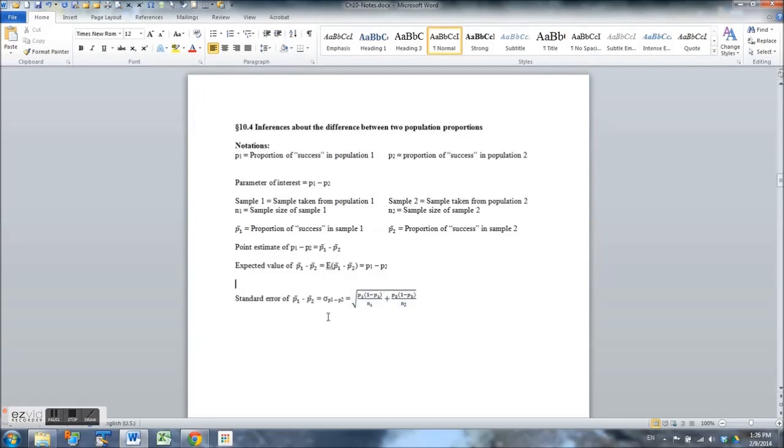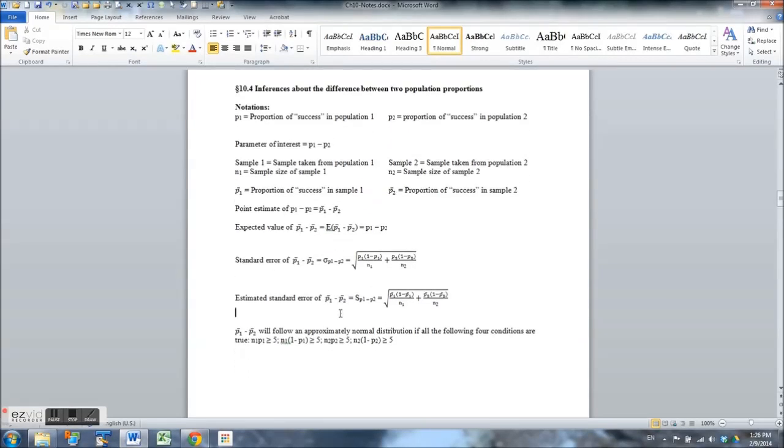Now you notice that this formula requires the values of P sub 1 and P sub 2, which are unknown. So this has to be estimated. So the estimated standard error is, you replace P sub 1 with P bar sub 1, you replace P sub 2 with P bar sub 2. Then you get an estimate of the standard error.